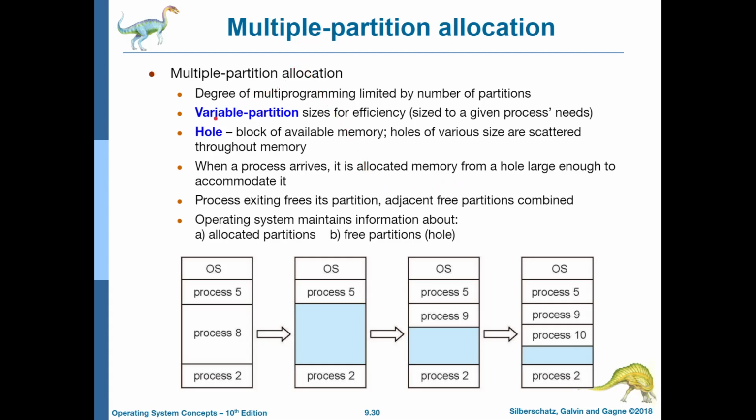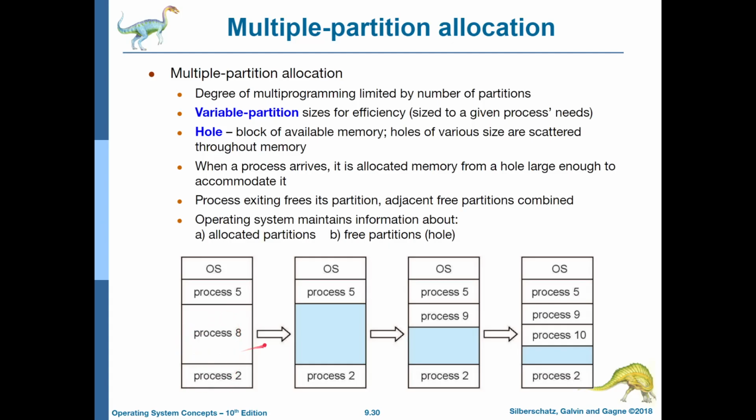Now, multi-partition allocation allows us to put processes into various partitions, variable size partitions, depending on the needs of the processes. So if we take a look here, we have an example of a system state with 3 processes loaded. Process 5, process 8, and process 2.